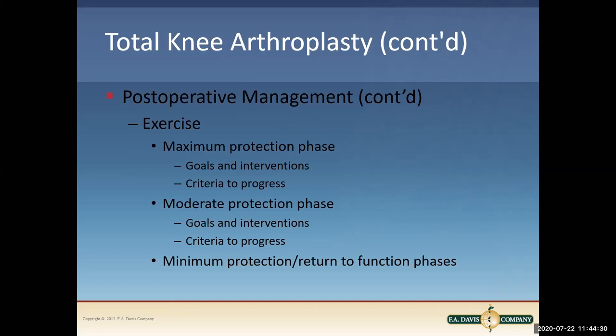Why would that be our goal? 0 degrees of extension because we need that for gait. 90 degrees of flexion because we need that for what? Stairs or steps. Those should be your main goals. Now, if we get the 130 degrees of knee flexion, good. Good job. Good on you, right? But we should be at 0 to 90 by the time they are discharged because at that point, they can be functional.